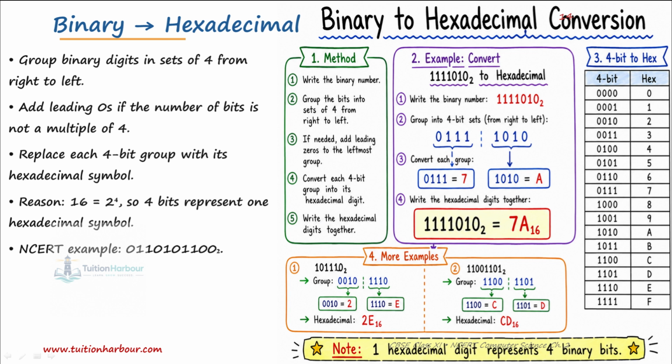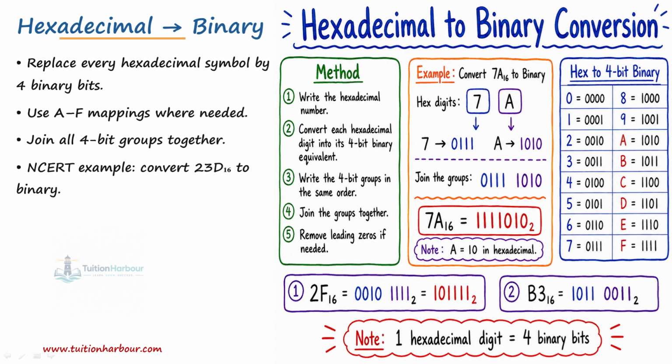To convert hexadecimal to binary, replace every hexadecimal symbol with 4 bits. For 7A, 7 becomes 0111 and A becomes 1010. Joining them gives 01111010 binary.